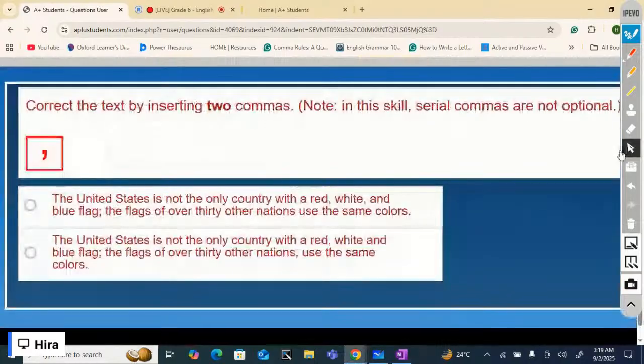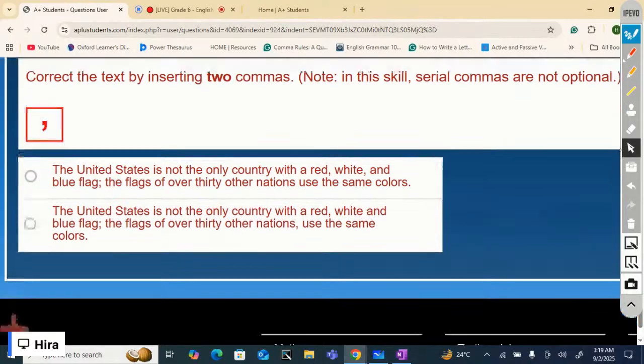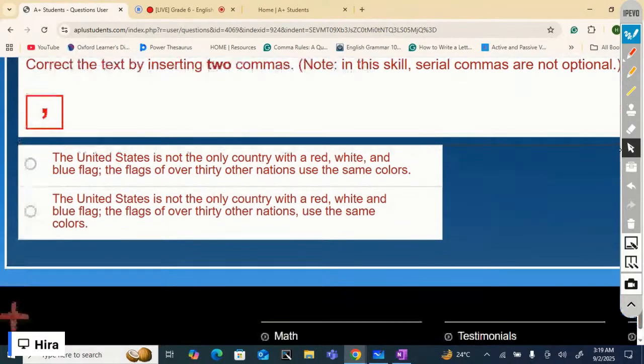The United States is not the only country with a red, white, and blue flag. The flags of over 30 other nations use the same colors. Option 1 or option 2.